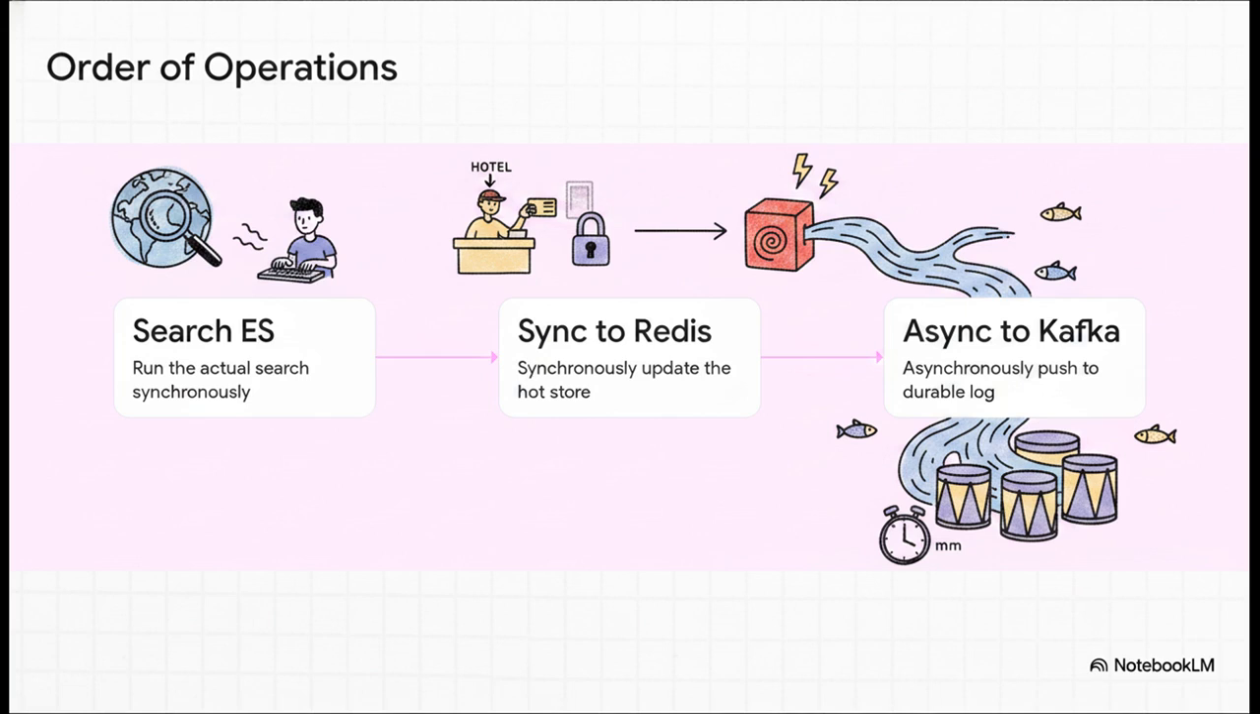Step 1, run the search. Step 2, synchronously update the Redis hot store so the UI doesn't look broken if the user instantly switches tabs. Step 3, asynchronously push to Kafka for the durable history log.